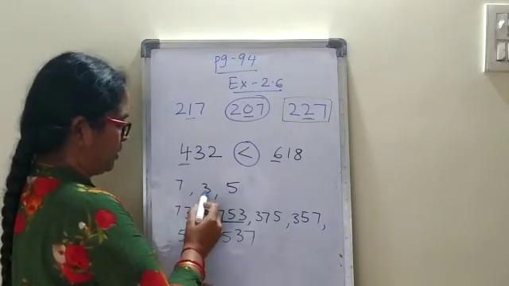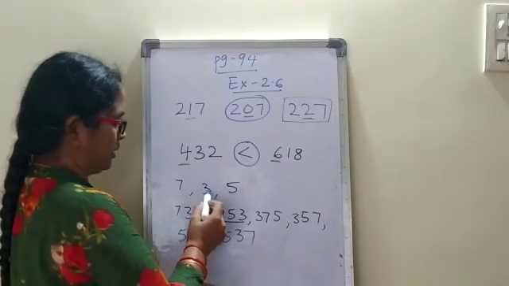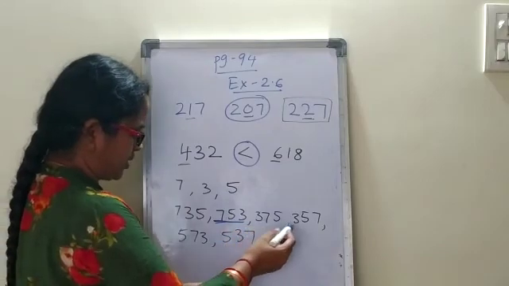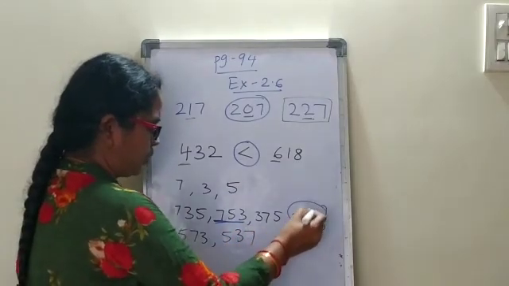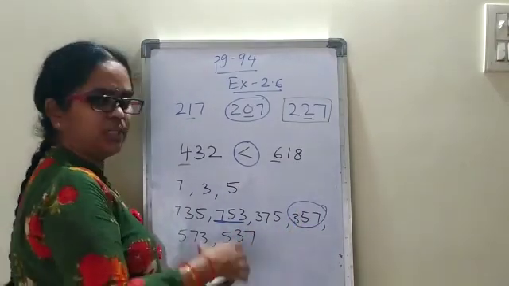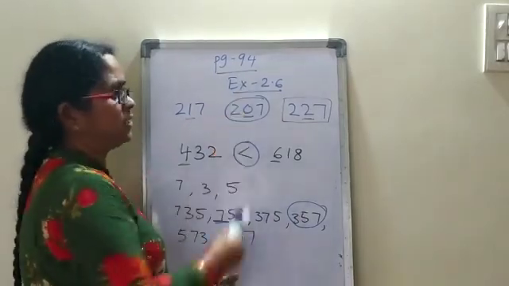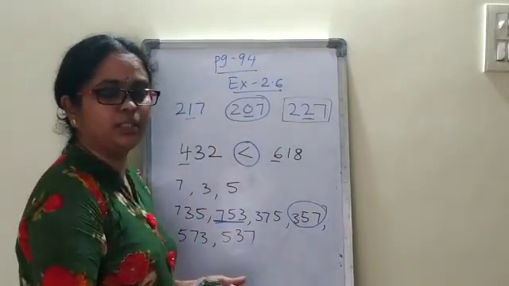And the smallest number is when you write the numbers from small to big, that is 3, 5 and 7. Where is 3, 5 and 7? Here. So this is the smallest number that can be formed. So these 3 types of problems you have in exercise 2.6, so you can complete that in your textbook.